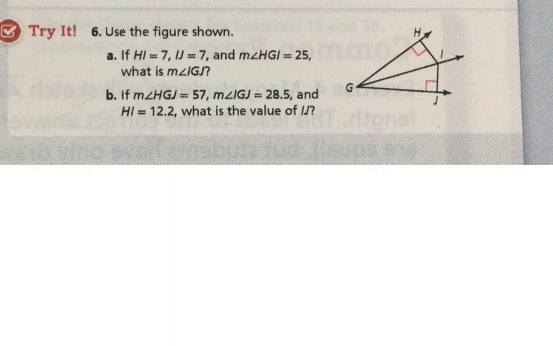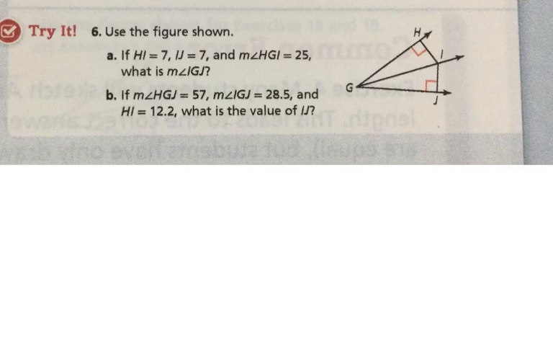Okay, so if I work the first one, this is how we need to label it. It tells me from H to I is 7, and it tells me from I to J is 7. So that means that's an angle bisector, right? The next thing it tells me is the measure of angle HGI is 25. So that means the small one from H to G to I is 25 here. Then it asks me, what's the measure of IGJ? So we want to know, what is the measure of this angle? It's not going to be 7, right?